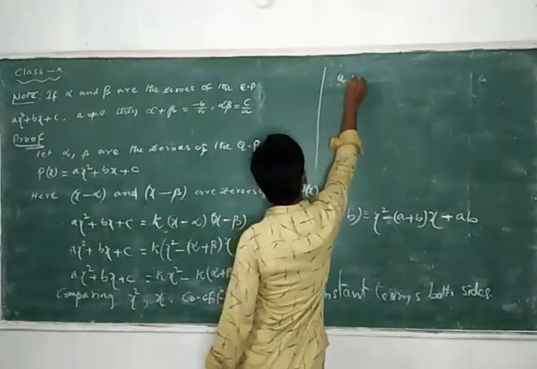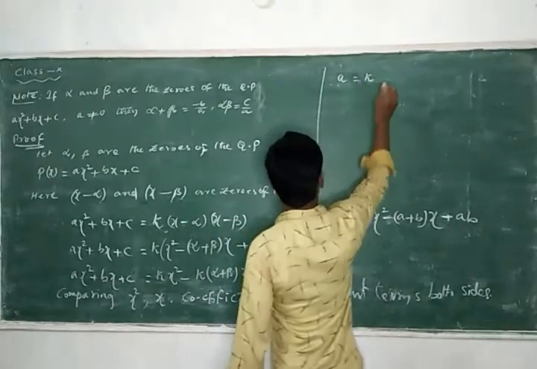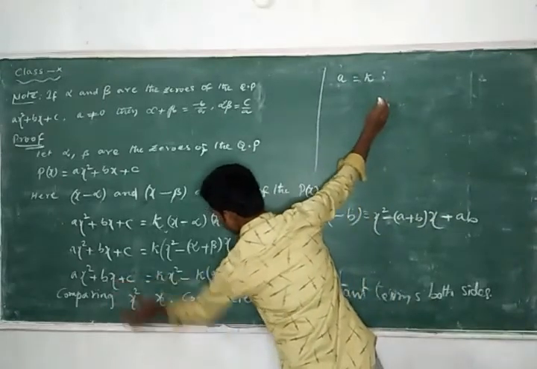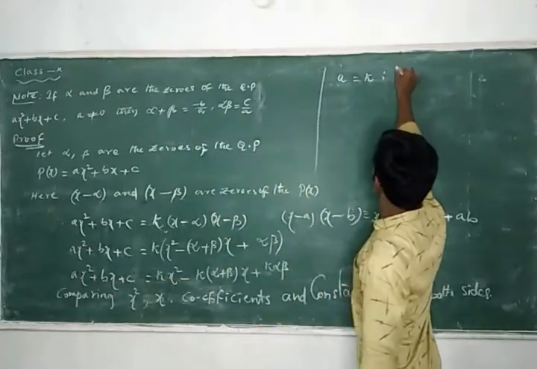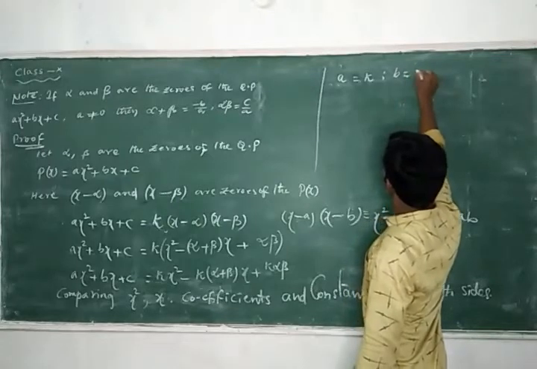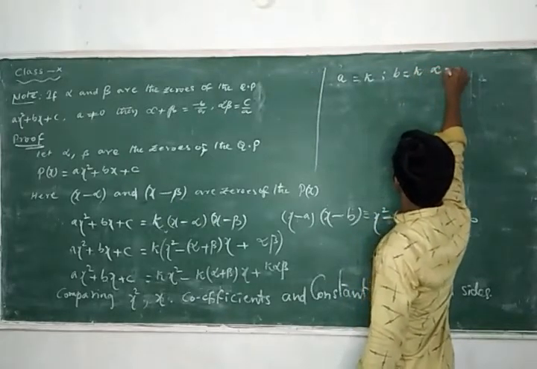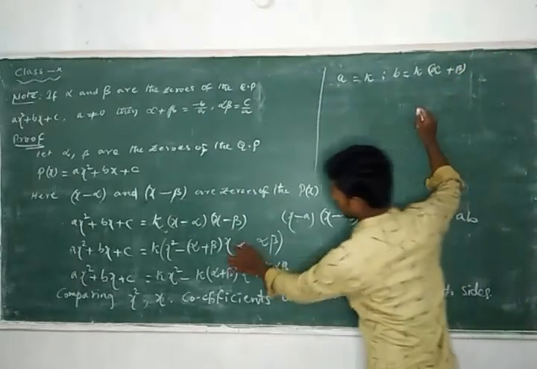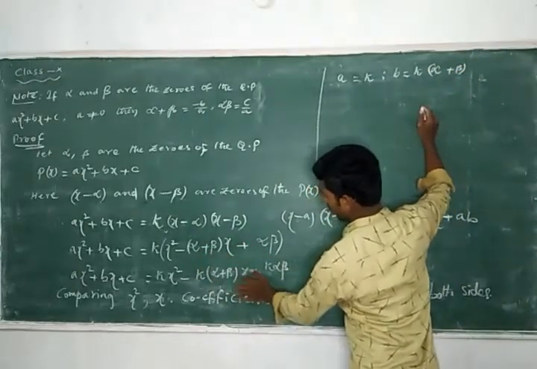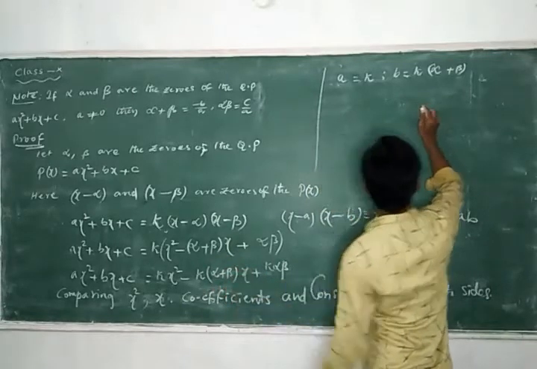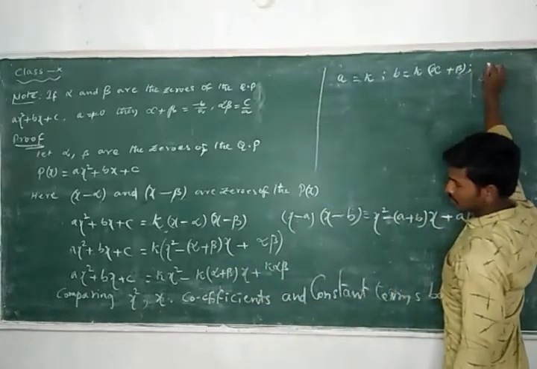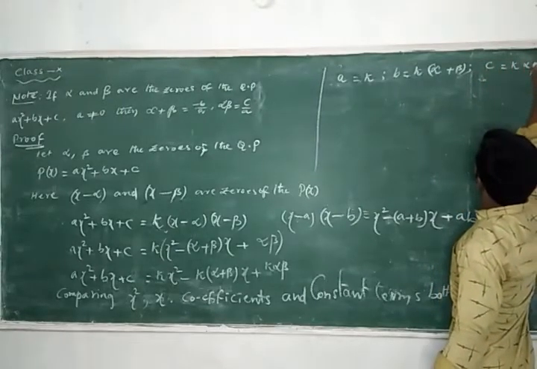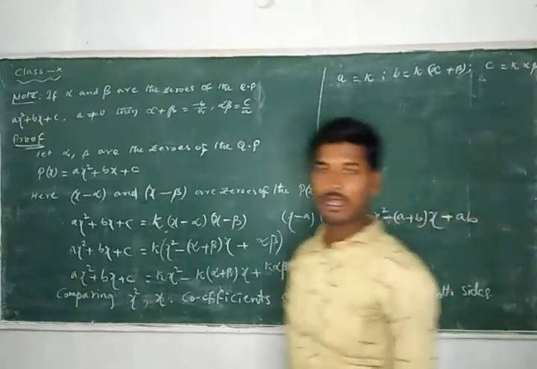The x square coefficient is equal to k. And the x coefficient: b is equal to k into alpha plus beta. Then the constant term: c is equal to k into alpha beta.